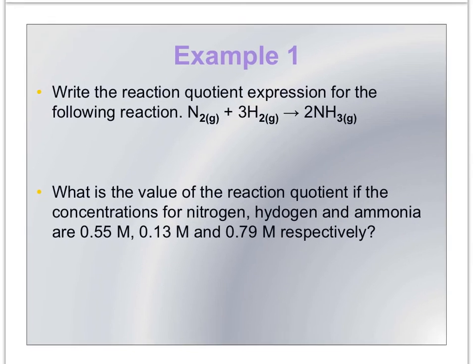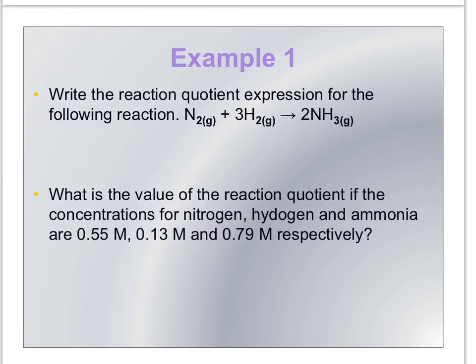So let's take a look at some examples of things that I could ask you. So I could ask you to write the reaction quotient expression. Expression means like a formula or an equation as opposed to like an actual number. So if I give you this reaction, and this should be a reversible reaction, we have N2 reacting with 3H2 to produce 2NH3. We want the reaction quotient expression.